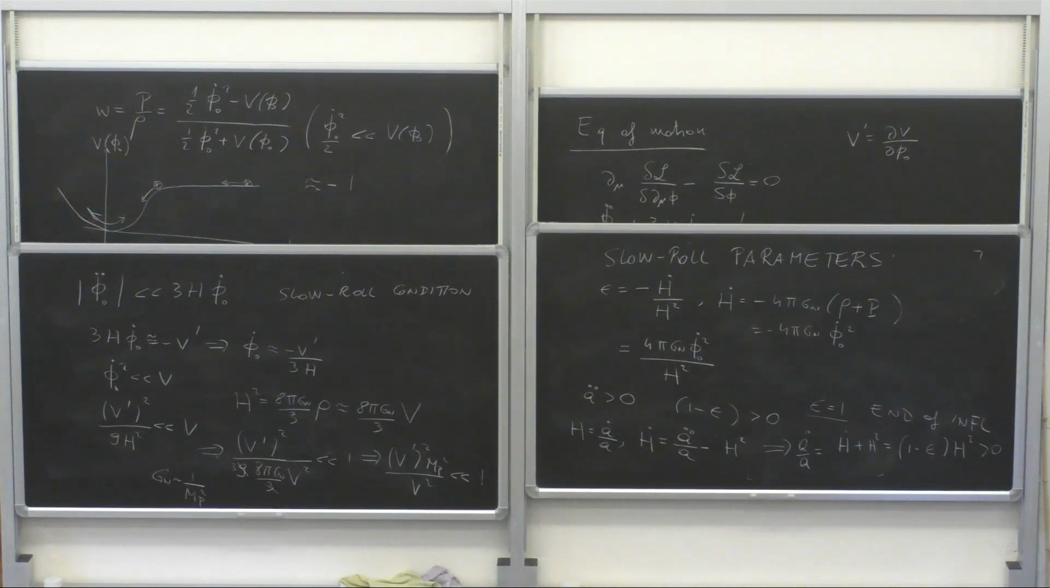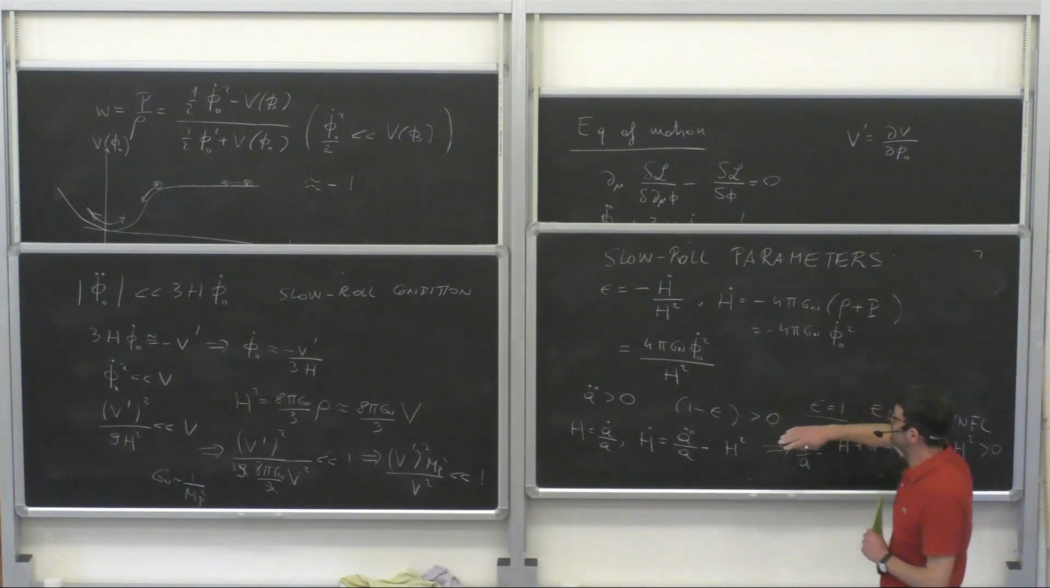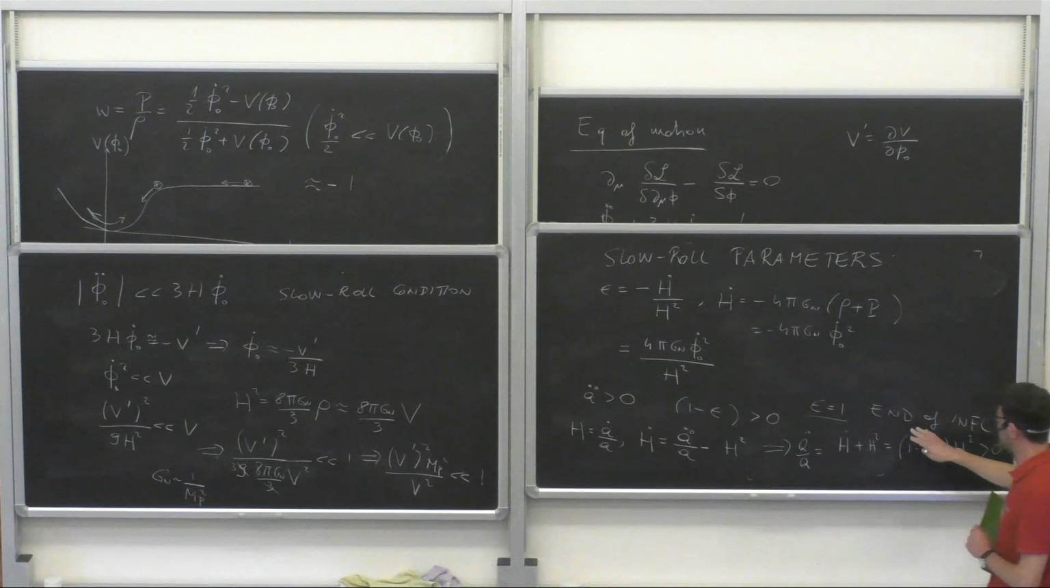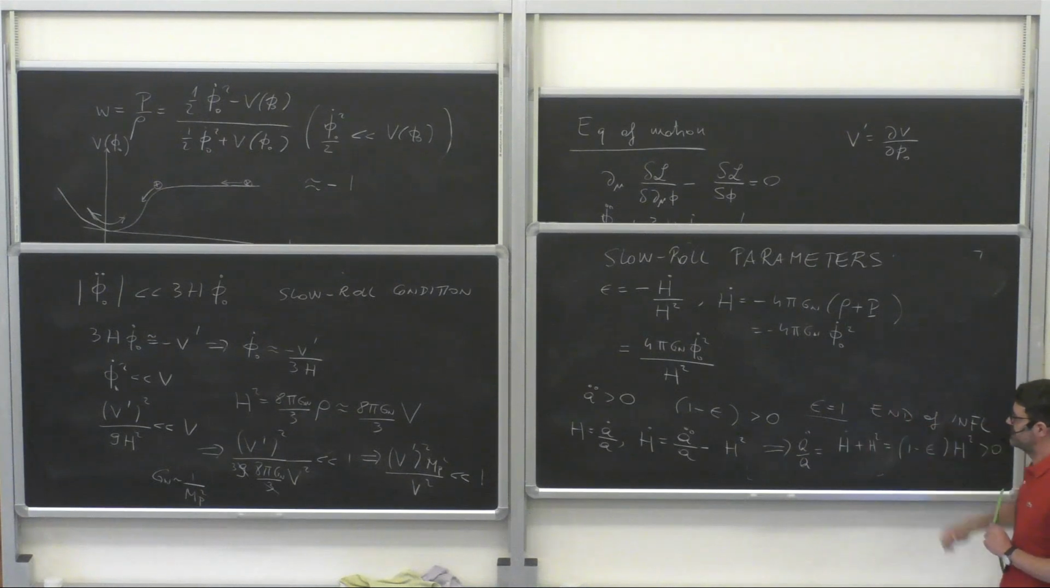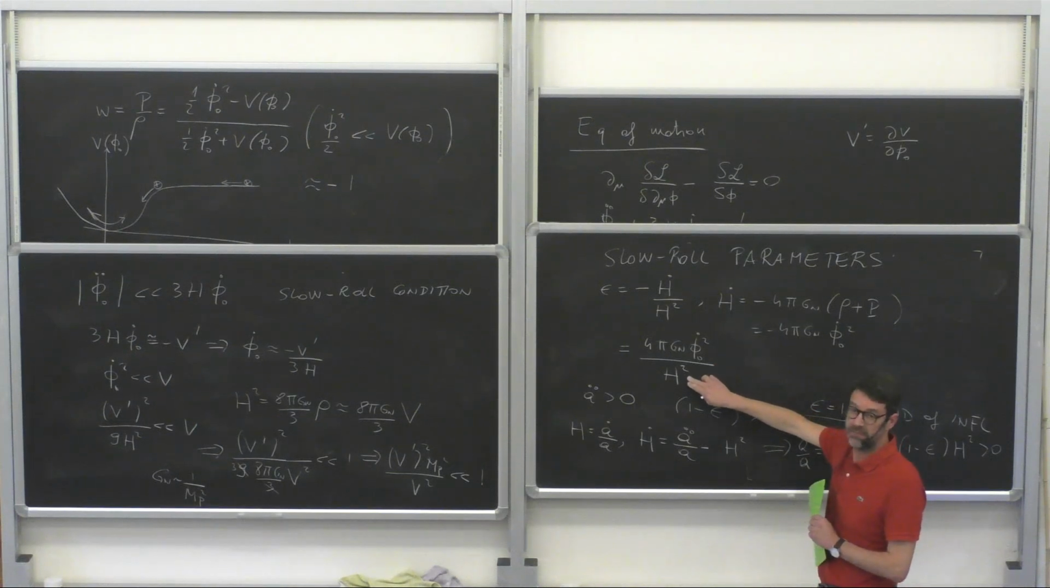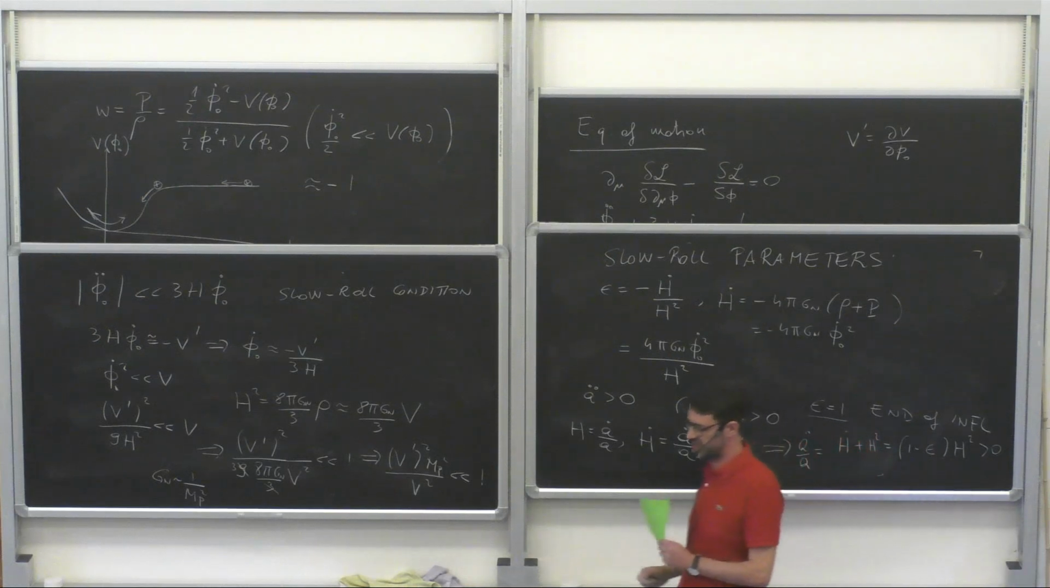Okay? So this slow-roll parameter, epsilon, is a crucial one, because not only does it dictate the fact that the kinetic energy can be negligible, but it also dictates when inflation ends in a given model. Okay? Again, this parameter depends on the model of inflation, because it depends on the potential. Okay, so they're not universal numbers. It depends on the choice of your potential.